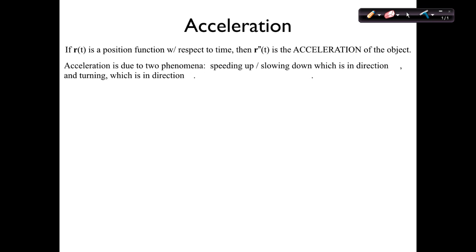Speeding up and slowing down would be in the direction of the velocity vector. And if we just care about the direction, we call that which function? No, just the direction. Unit tangent vector, right? So speeding up, slowing down is in the direction of capital T. That's the direction we're going, right? So that's the speeding up, slowing down acceleration. What's the direction of our acceleration due to turning? Yeah, toward the center of the curve. In what direction was that? In the normal vector, right? In the normal.